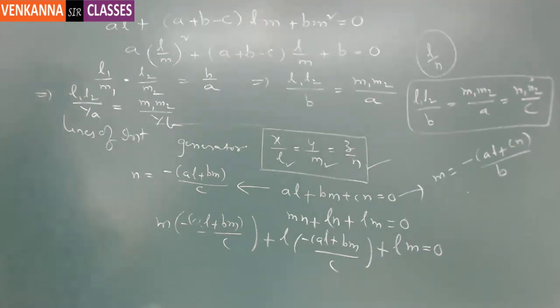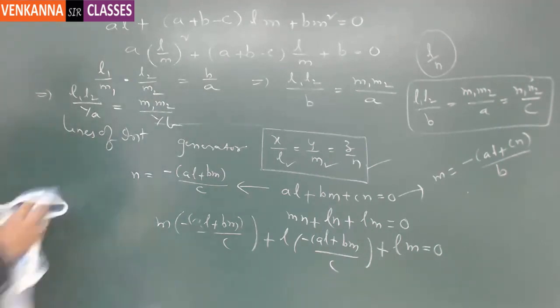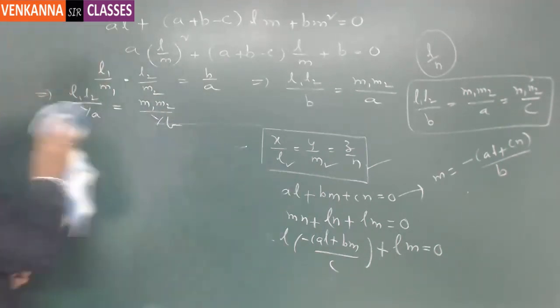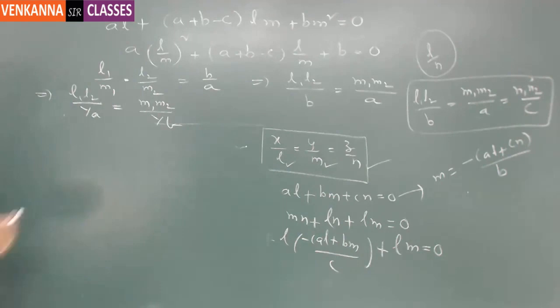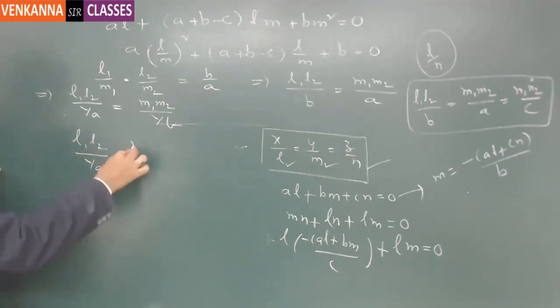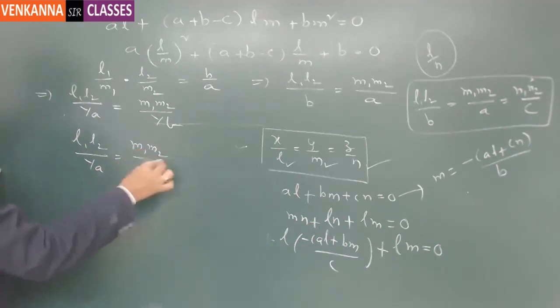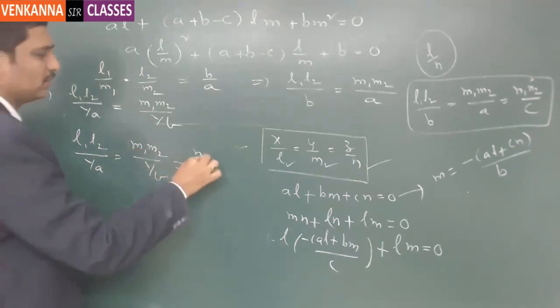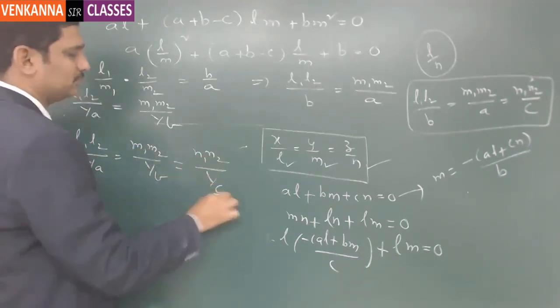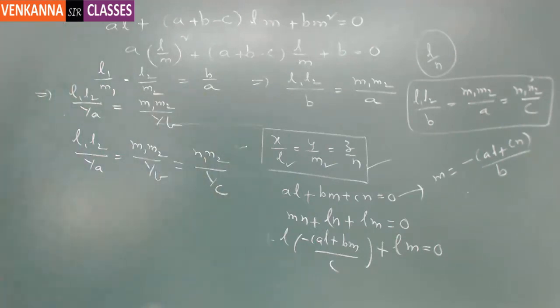So you can write the symmetry in the other way also as L1 L2 by 1 by A is equal to M1 M2 by 1 by B is equal to N1 N2 by 1 by C. It is also correct. Agreed all? By taking cross multiplication here, say.